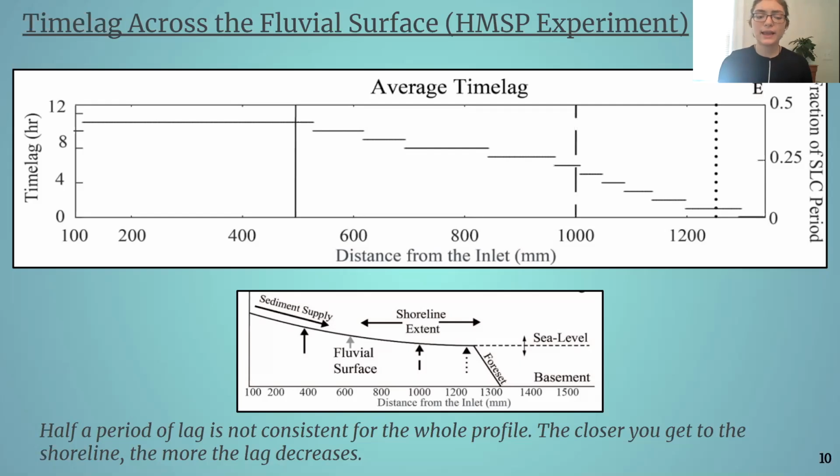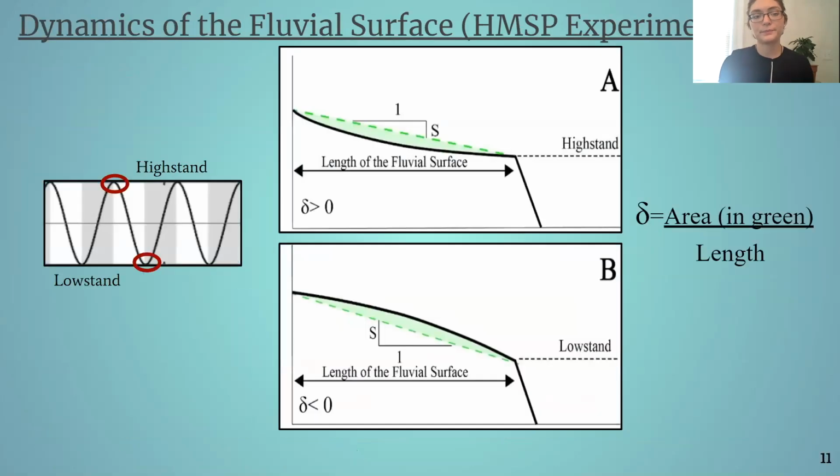Once I quantified this lag, I turned to analyzing the changes in slope and curvature of the experiment, which caused the time lag. So just to set it up, here you can see 2 depictions of the fluvial surface in black. On the top is the high stand, which is the very end of sea level rise, and on the bottom is the low stand, or the very end of sea level fall.